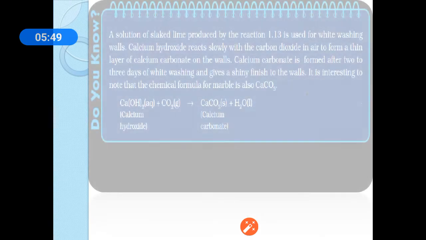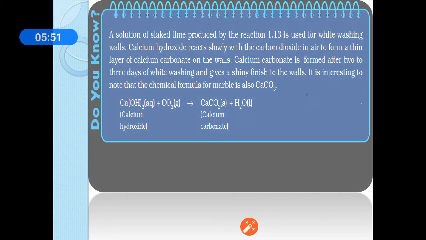After that, this is also given in your book. A solution of slaked lime produced by the reaction, which is also given in the NCERT book, is used for whitewashing walls. Calcium hydroxide reacts slowly with the carbon dioxide in air to form a thin layer of calcium carbonate on the walls. Calcium carbonate is formed after 2 to 3 days of whitewashing and gives a shiny finish to the walls.